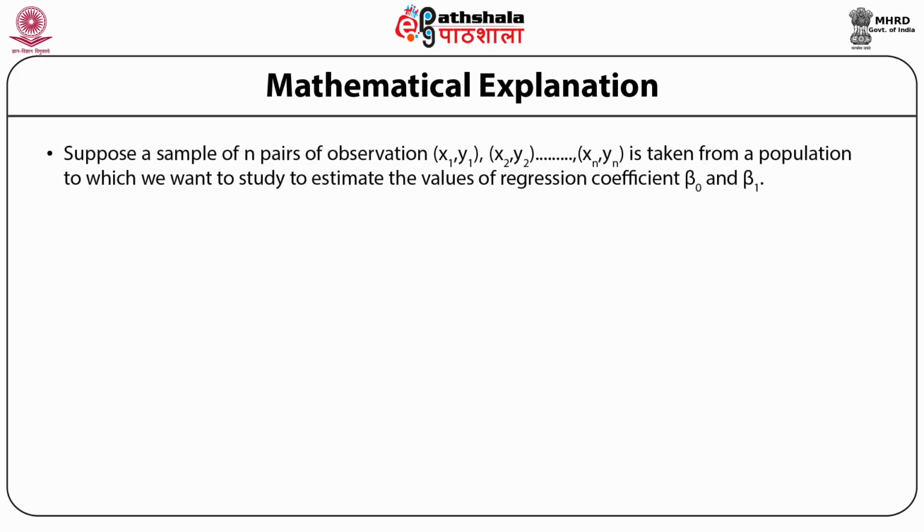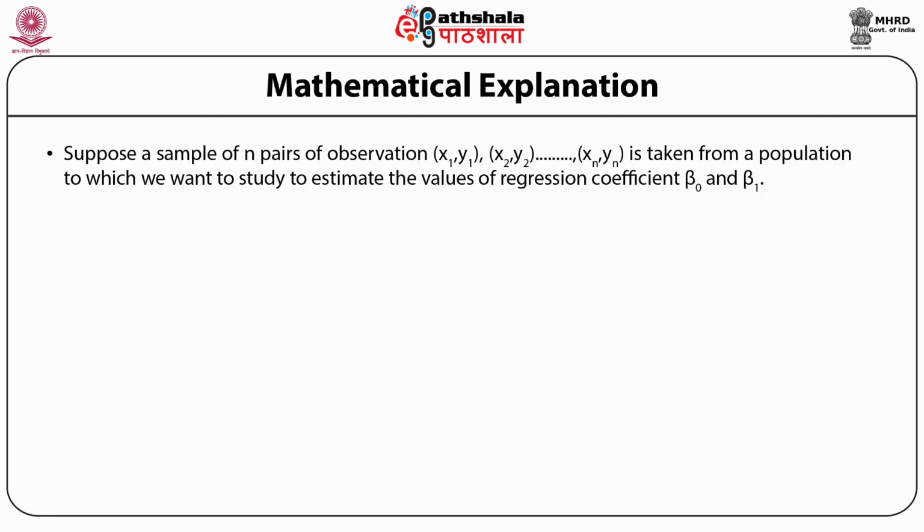Now suppose we take a sample of n pairs of observations, that is x1, y1, x2, y2, up to xn, yn, taken from a population which we want to study, to estimate the values of the regression coefficients beta naught and beta 1. If you remember, initially we took the line of regression as y is equal to beta naught plus beta 1 x. Beta naught was the y-intercept whereas beta 1 was the slope. This is the equation that we were using to predict the value of y for a given value of x. Now the question is, how do we calculate the values of beta naught and beta 1?